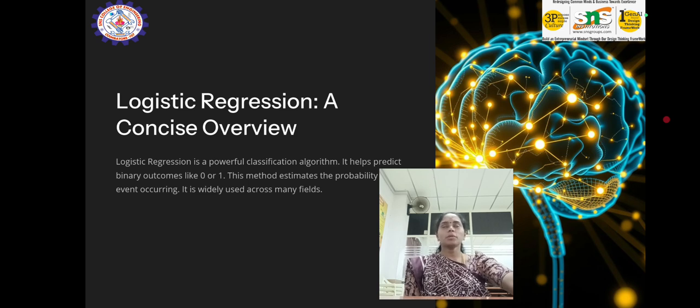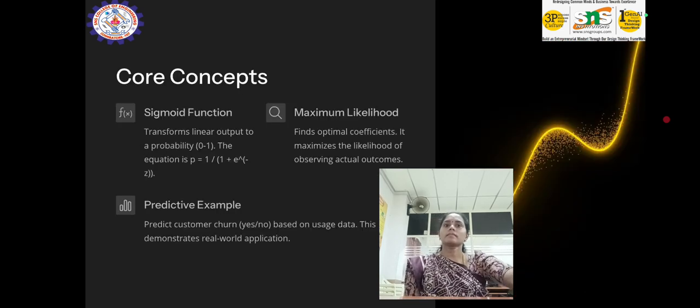Let's move on to the subtopic, that is logistic regression. Logistic regression is one of the foundational techniques in statistics and machine learning, especially used for binary classification problems. The concepts are the sigmoid function, maximum likelihood, and predictive examples.